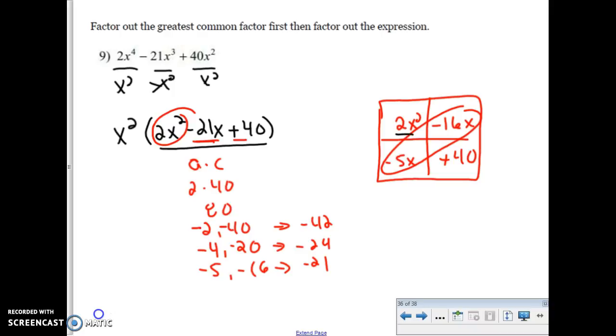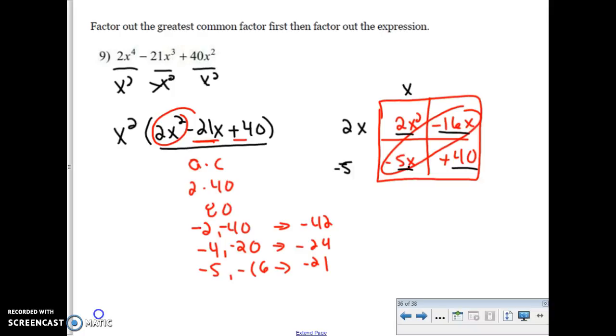So I'm looking at 2x squared and negative 16x. 2 goes into both of them. They both have an x, so I'm going to take out a 2x. I have a negative 5x plus 40. What goes into negative 5 and 40? Well, it looks like it's a 5. And because the leading term is a negative, I'm going to take out a negative 5. And then I'm looking at 2x squared and negative 5x. X is the greatest common thing that goes between those two.